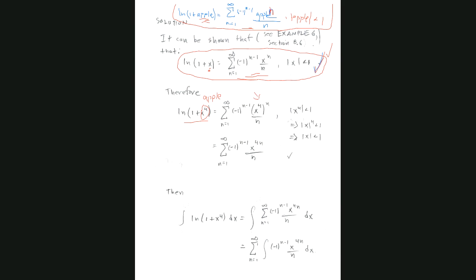And of course, the interval of convergence has to be such that the absolute value of x to the 4th is less than 1, right? Because this is really a geometric power series. And so that means then the absolute value of x is less than 1. So x would fall between -1 and 1 for your interval of convergence for this power series representation of the log of 1 plus x to the 4th.